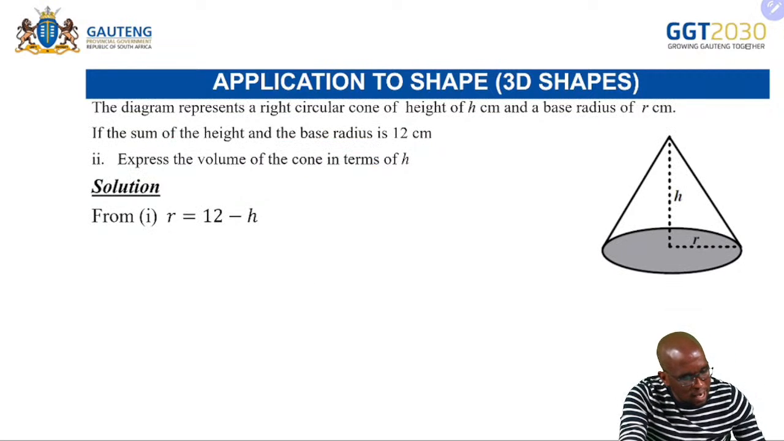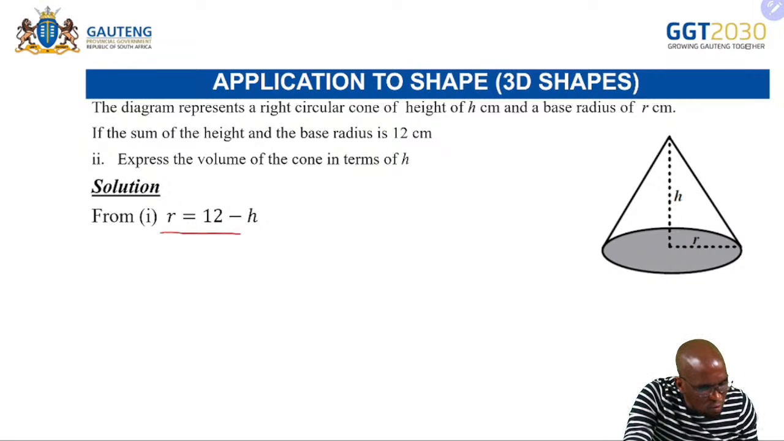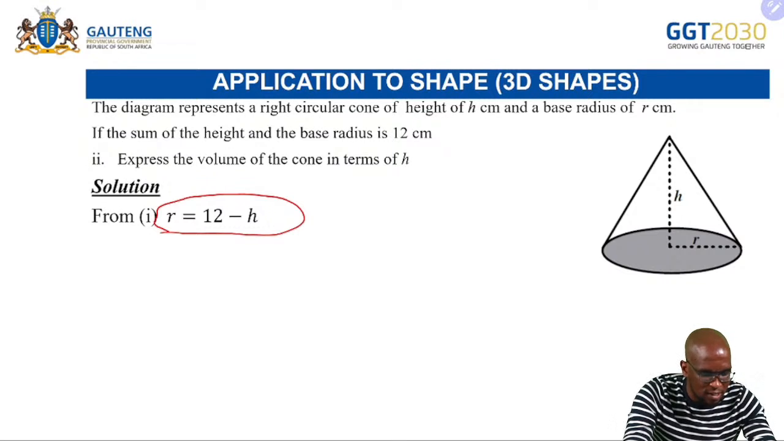The second one: express the volume of the cone in terms of h. Remember from the first one, we worked out that r is 12 minus h. They want the volume in terms of h.